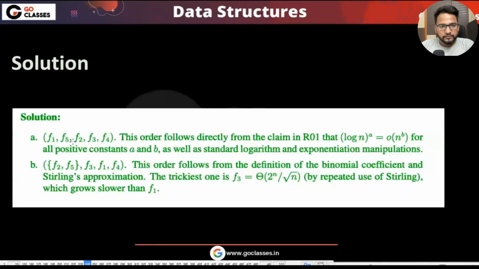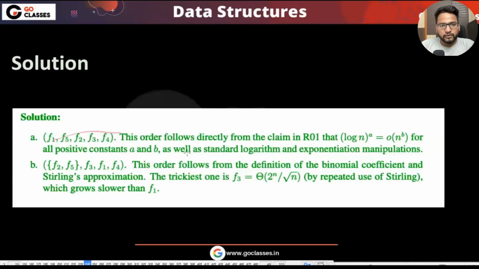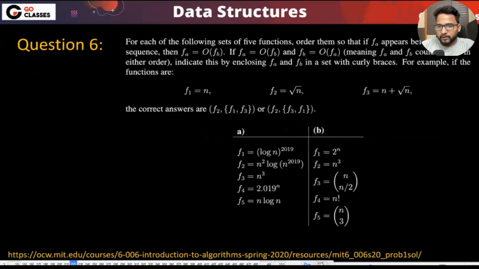Let me just check. Okay, I mean, they have written it in the increasing order. I have written in the decreasing order. Doesn't matter. So 1, 5, 2, 3, 4. You can say, right? 1, 5, 2, 3, 4. I mean, in whatever order you want to write. Okay. So I hope that is okay.